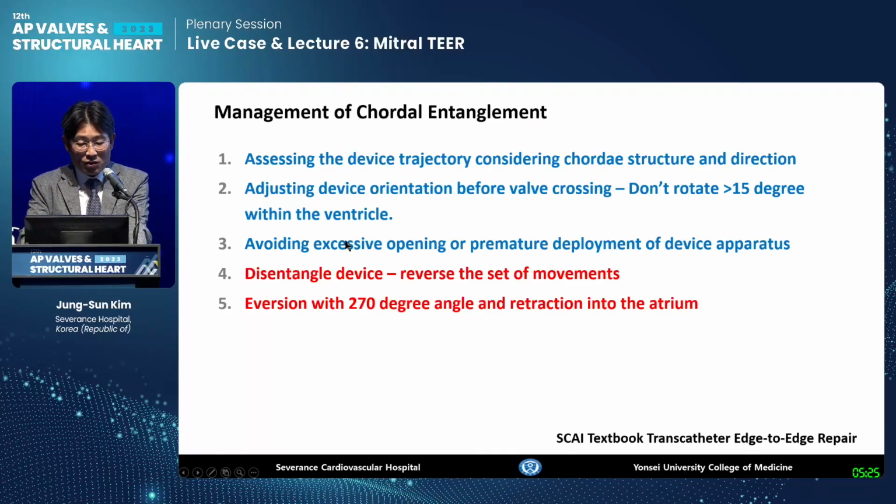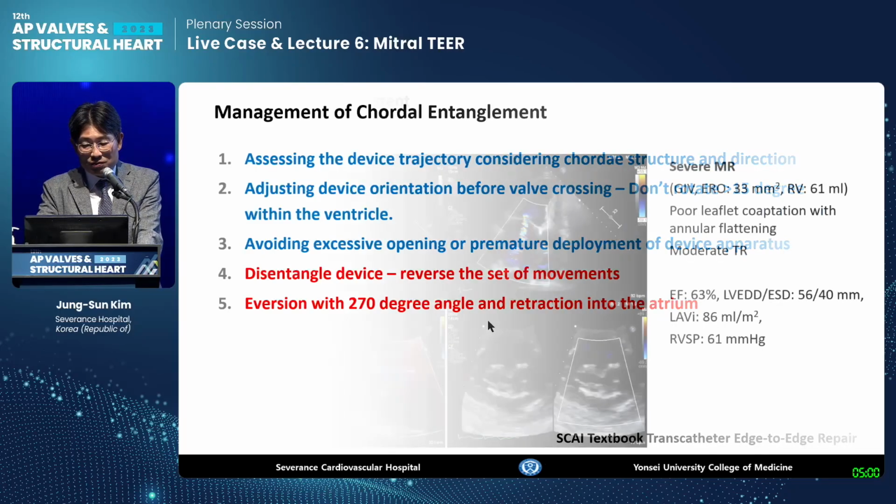The other important thing is avoiding excessive opening and premature deployment of the device apparatus. If these kinds of events occur, we should disentangle the device, so we reverse the sequence of movements. So we should remember the step by step. Also, finally, we can do a re-inversion with a 270 degree angle and retract into the right atrium.